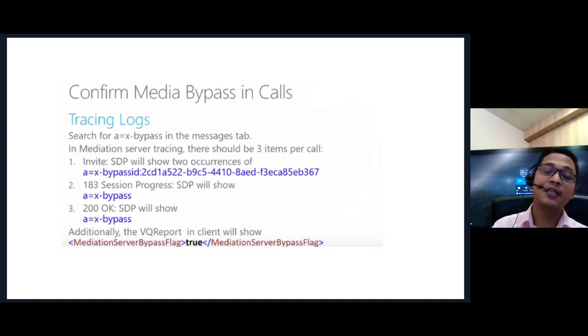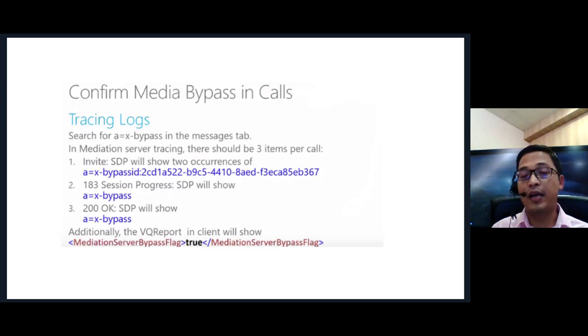gateway, mediation server, Skype for Business Online, and client level. So the whole end-to-end path has to support the media bypass setting. Otherwise, you will see false. So that you have to be aware of. And then you also have to check your gateway provider, Sonus, AudioCodes, etc., whether their device supports media bypass.